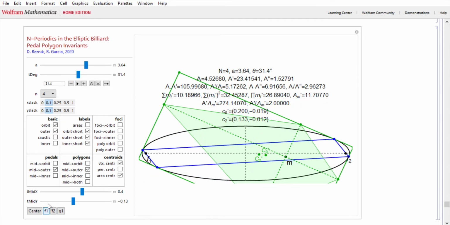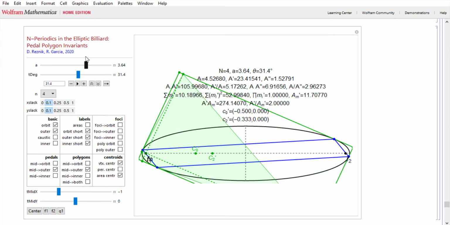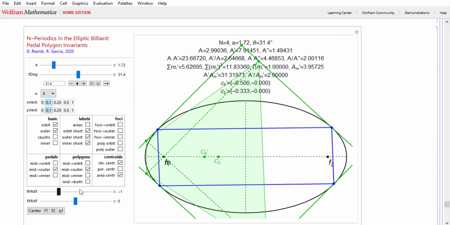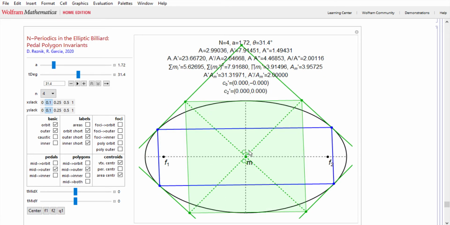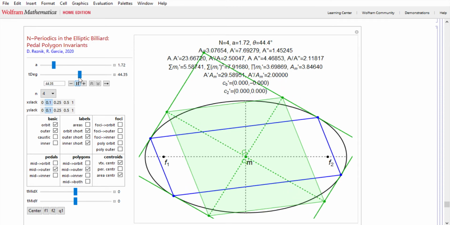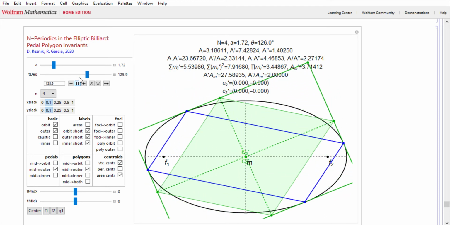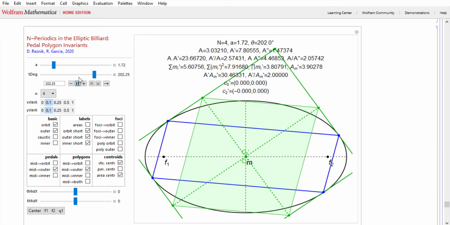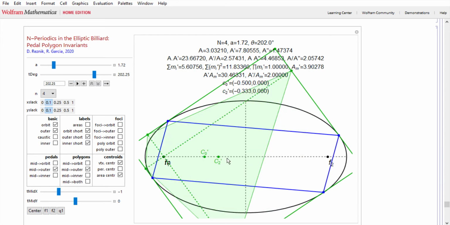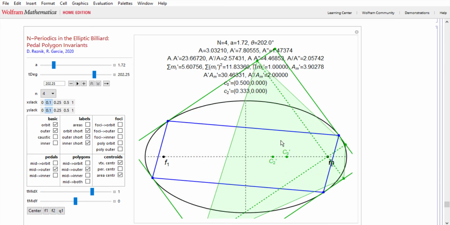When I place M at a focus, either focus, right? If it's on the center, both centers of mass are going to be congruent, they're going to coincide with the center of the billiard, so that's not so interesting. What's interesting is if I place it on F1 or F2, I get a very interesting property.